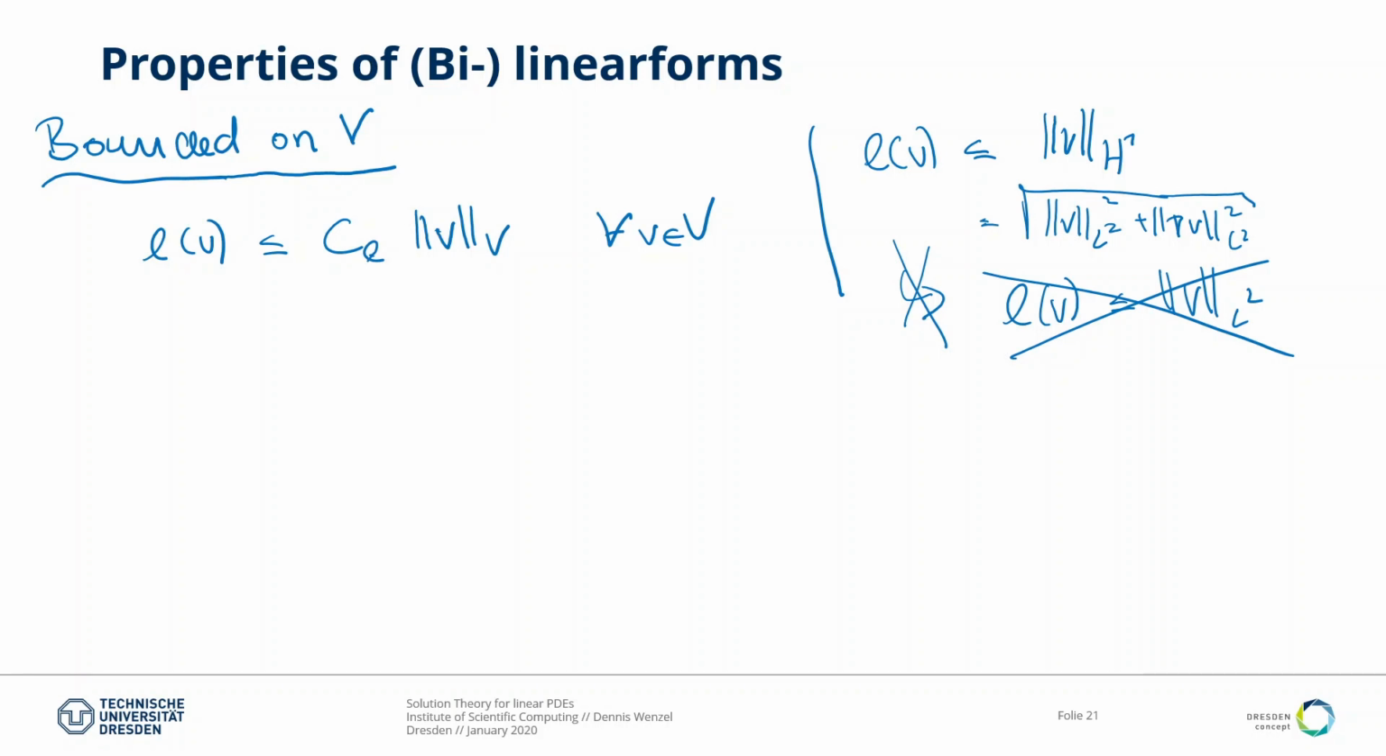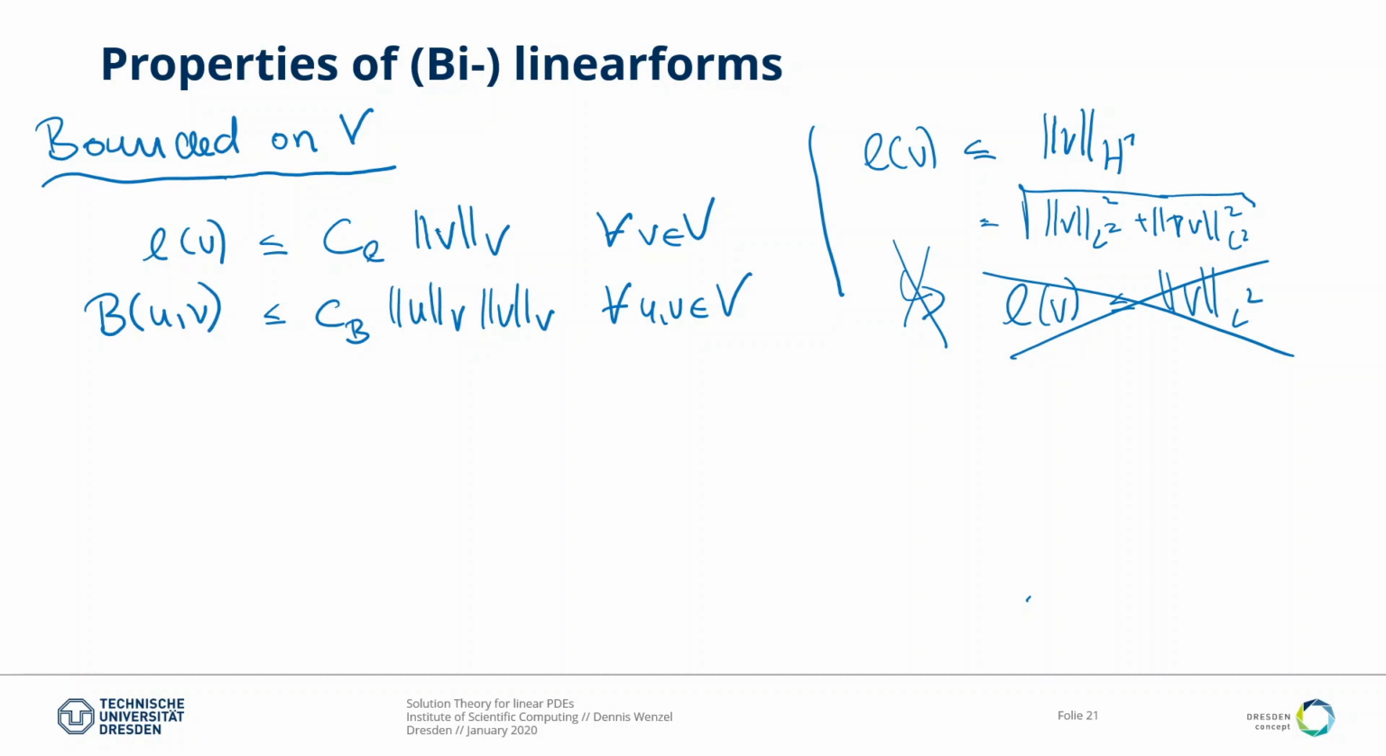And now for the bilinear forms, it's essentially the same thing, only now with two arguments. So we now say that B is bounded on some space V, more precisely on V times V, but we don't consider any other cases, so we can also say that B is bounded on the space V if this is smaller or equal to some constant C_B times the norm of U and the norm of V, for all U and V in this space. So here again, same thing. This of course depends on the norm of the space that we are in.